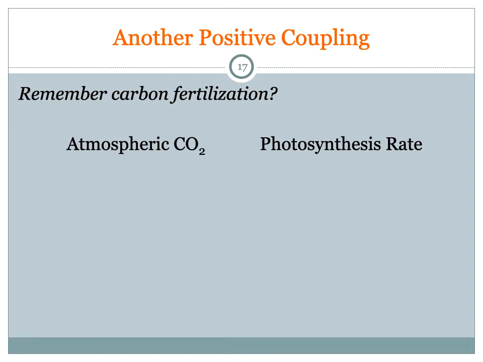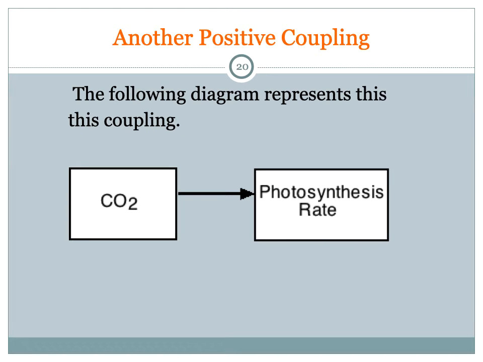Remember carbon fertilization? More carbon dioxide in the atmosphere can speed up the rate of photosynthesis in plants. There's our double arrow up. More CO2, faster photosynthesis. Less CO2, slower photosynthesis. Here's a diagram representing this positive coupling.